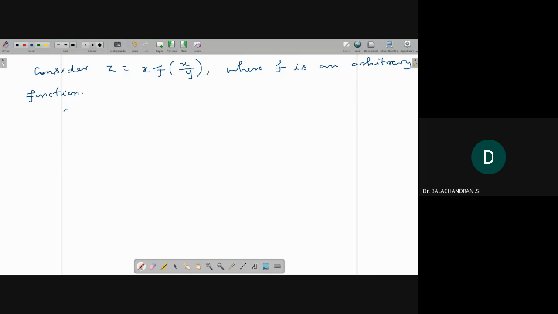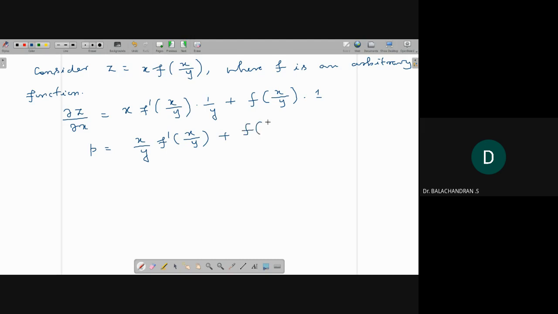First you should differentiate partially with respect to x. So dou z by dou x: this is also x, this is also a function of x, so the UV method you need to apply. Keep x, and if you differentiate f of x by y, you get f dash of x by y into, differentiating x by y with respect to x, 1 by y, plus keep f of x by y as it is and differentiate x with respect to x, you get 1. So dou z by dou x, p, is equal to x by y into f dash of x by y plus f of x by y.